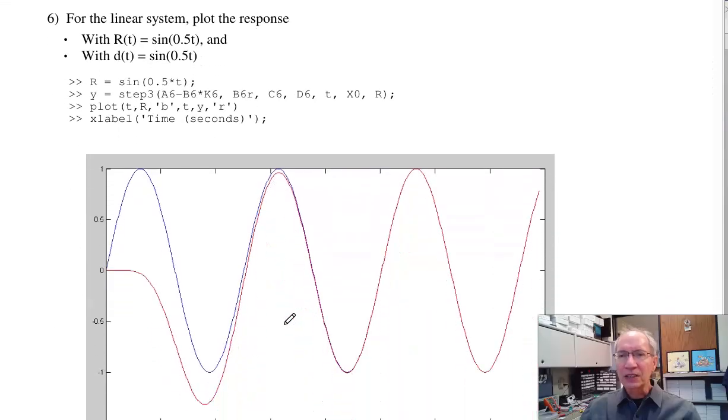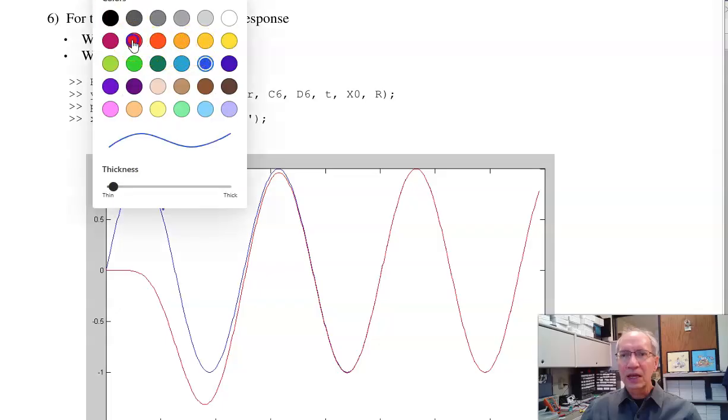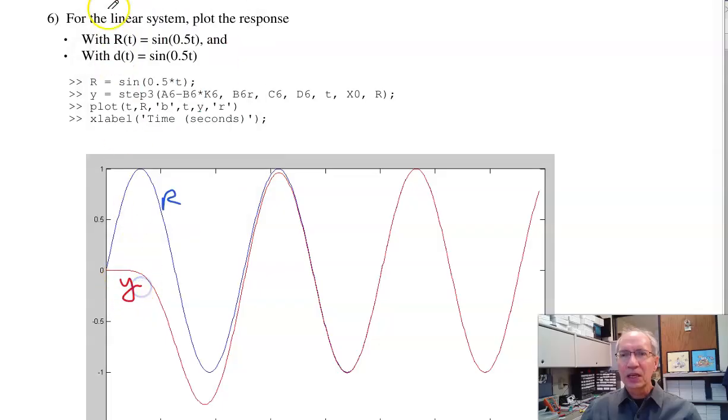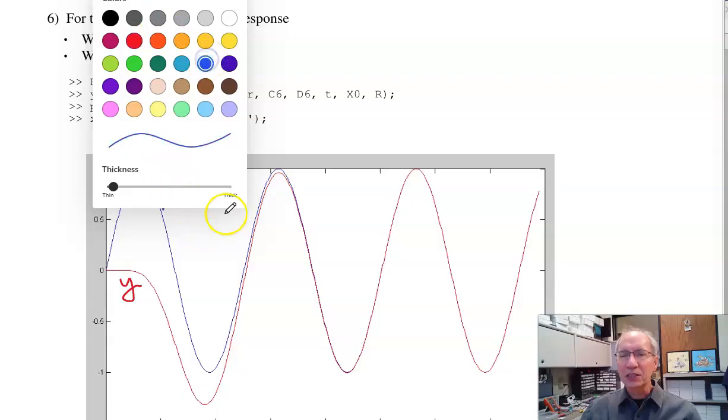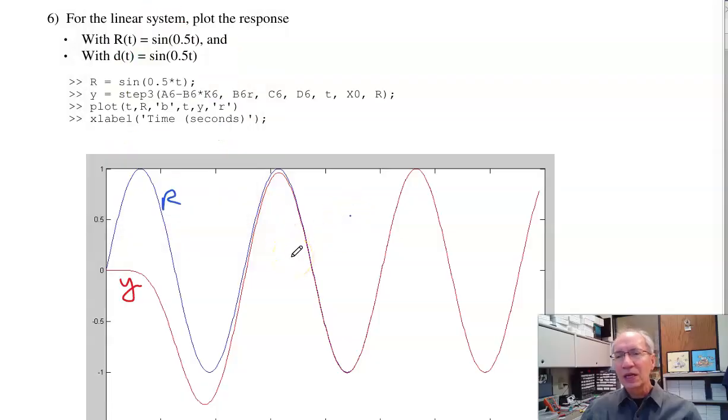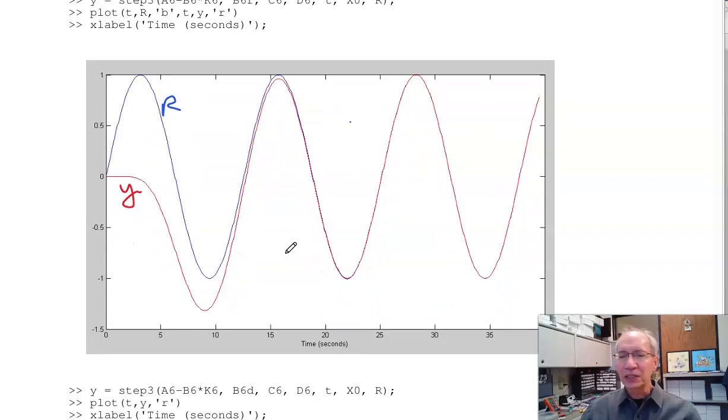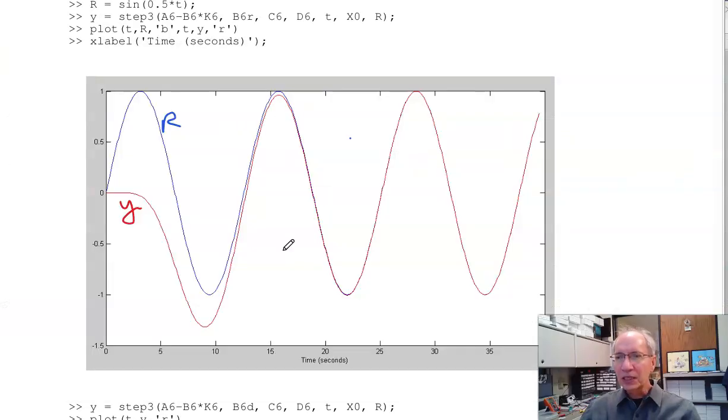If I try that on the linear system, so here's the closed loop A matrix, B matrix with respect to R. I need to use our step 3 function that we created with time points, an initial condition of 0, and my set point is a sine wave. It'll track it. So here's R, and here's Y. It tracks the constant or sinusoidal set point. Now the linear system, everything works in the linear system. Does it work on the nonlinear system?